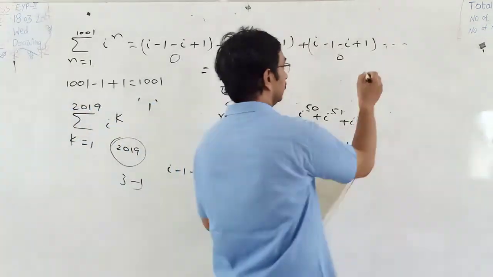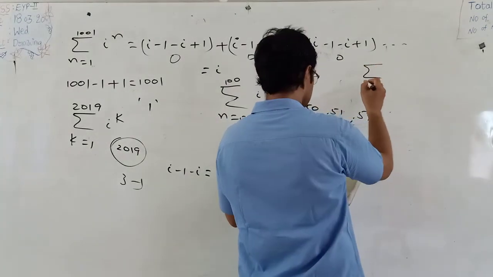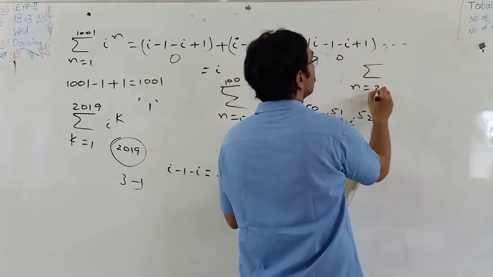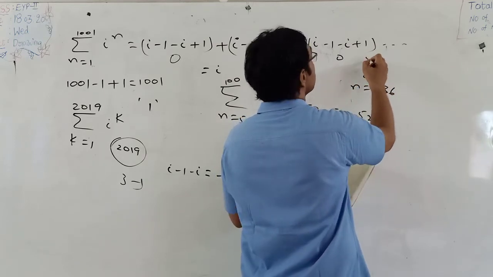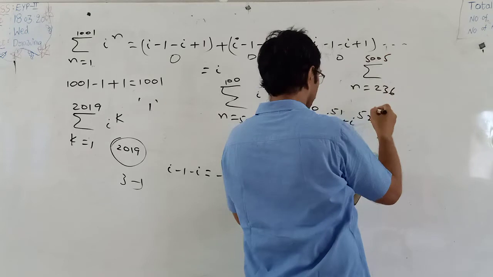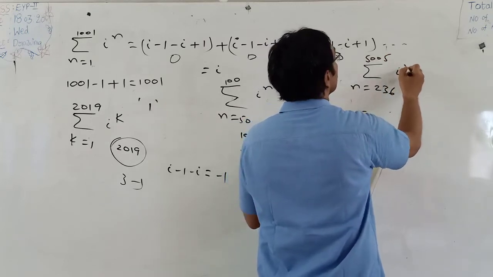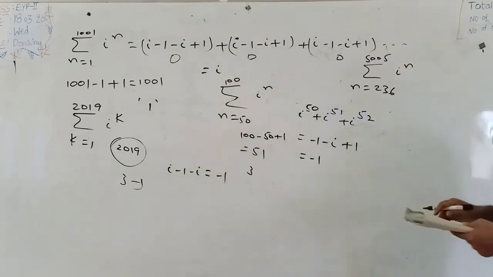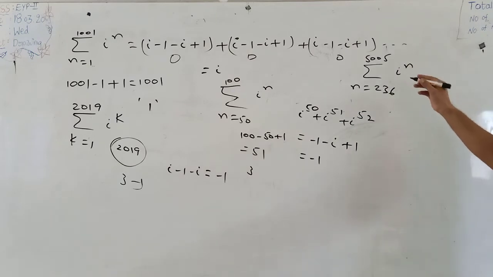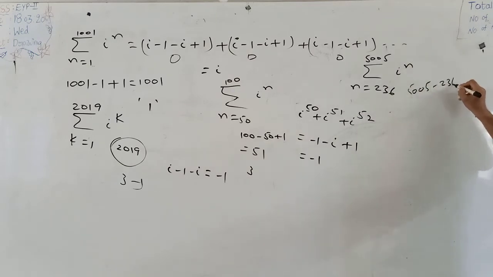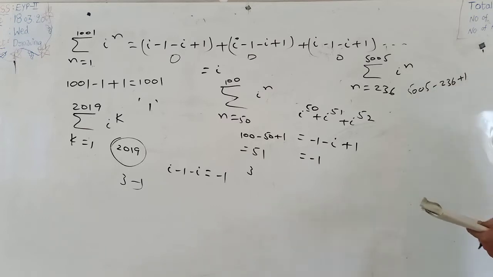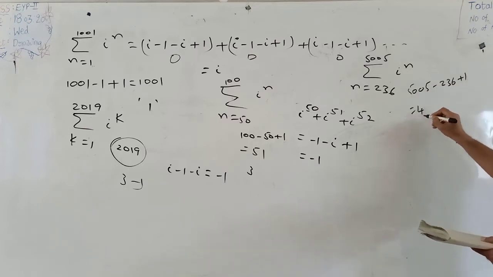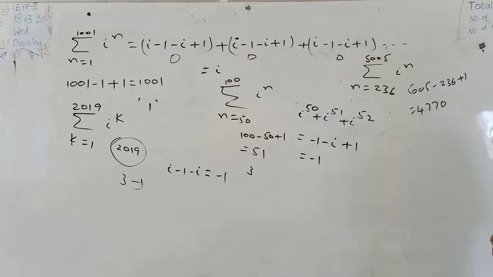See one more problem: sigma n equal to 236 to 5005 i power n. First count the number of terms: upper limit minus lower limit plus 1, that is equal to 4770. The number of terms in this expansion is 4770.